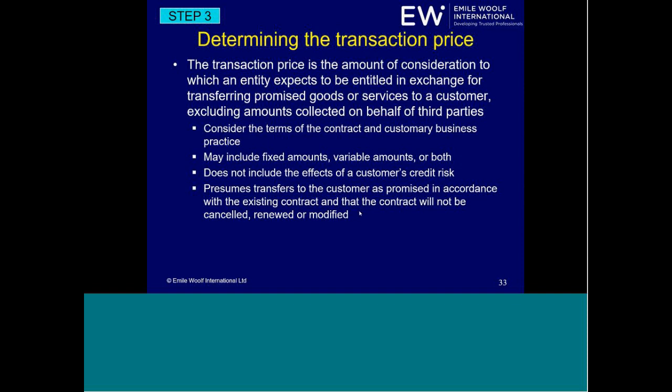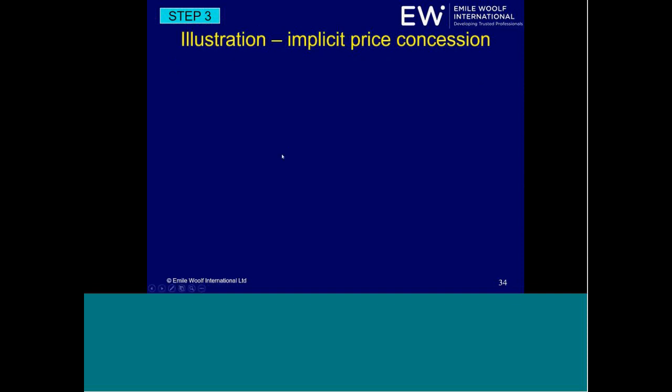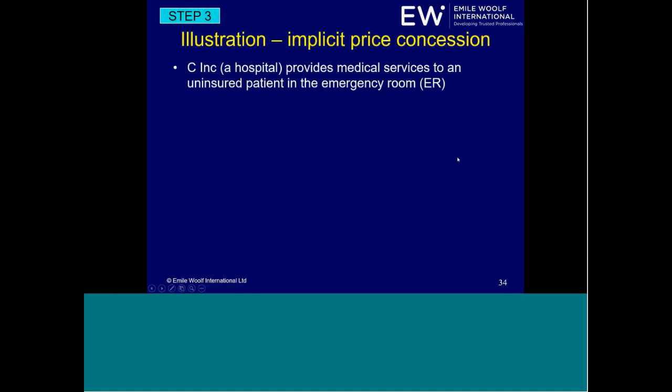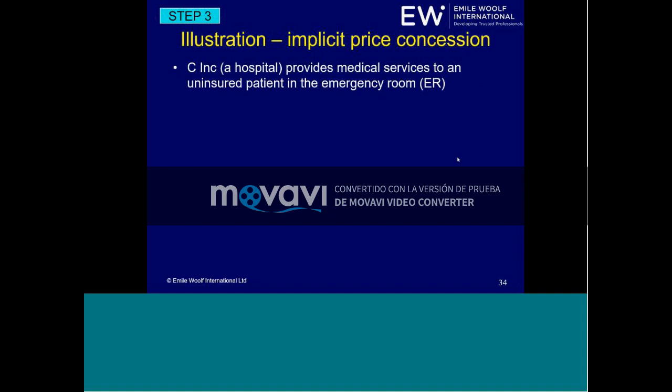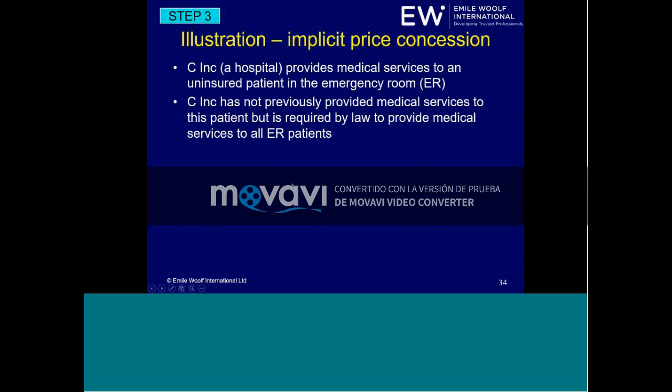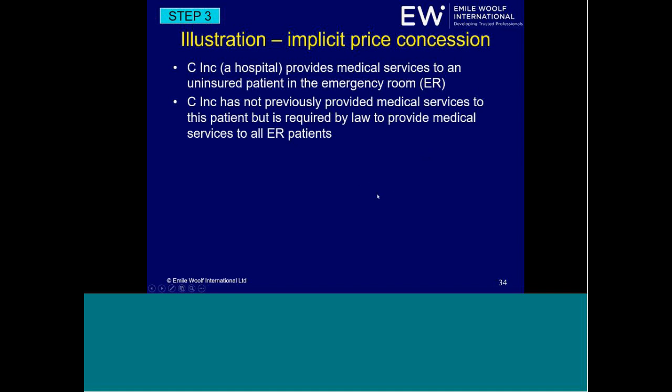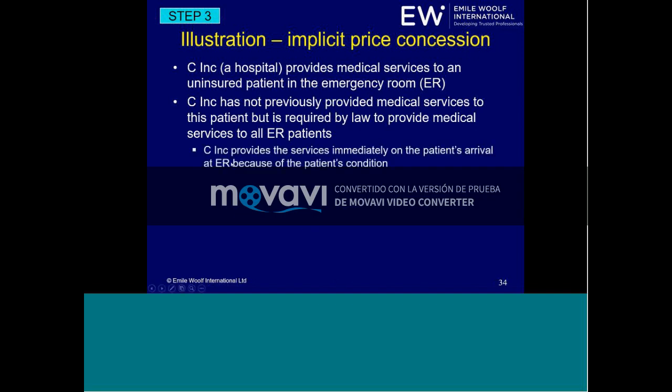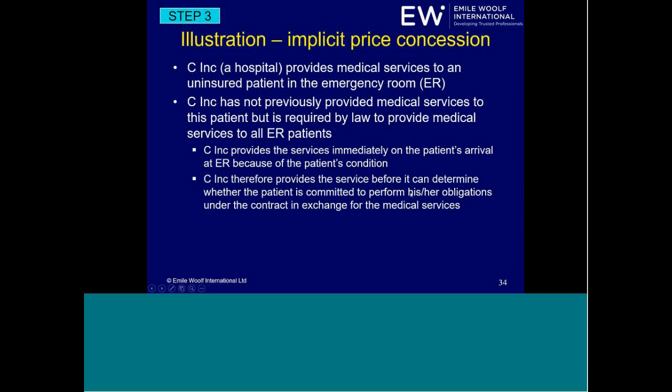Okay, we're going to visit the hospital. C, a hospital, provides medical services to an uninsured patient in the emergency room. C has not previously provided medical services to this patient, but is required by law to provide a medical service to all patients that arrive in the emergency room. It provides the services immediately because the patient is dying. It provides the service before it can determine whether insurance or a credit card or whatever, in particular, before the patient is committed to perform his or her obligations under the contract.